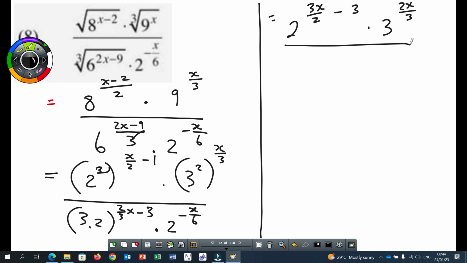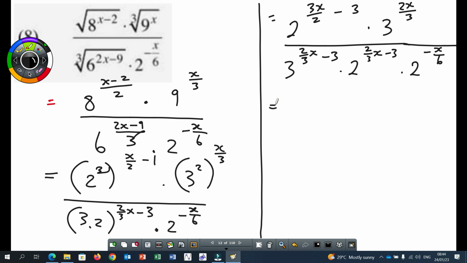Here I've got 2 different prime bases inside the bracket. So this 3 here is going to have that as its exponent. So that will be 3 to the power of 2 over 3x minus 3, times 2 to the power of 2 over 3x minus 3, times 2 to the power of minus x over 6.